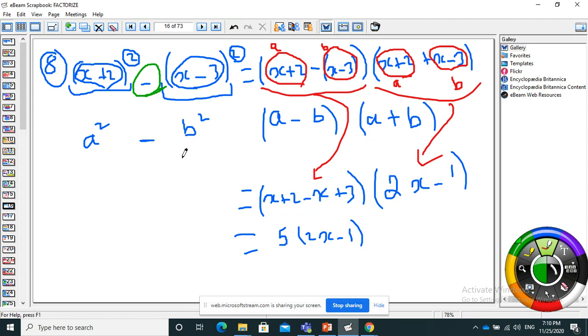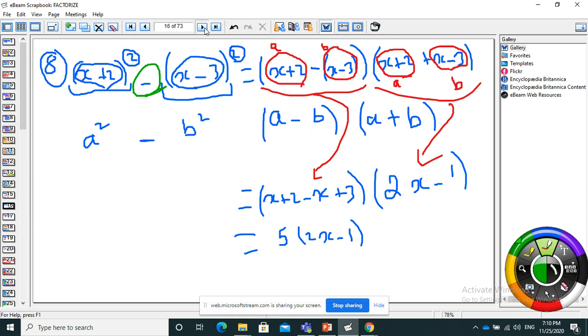Here we need to pay attention to parentheses all the time. We need to use them. So it's a minus b, a plus b. A is x plus 2, minus b, so between parentheses minus x minus 3, because I need to change the sign later. A plus b, x plus 2 plus x minus 3. So I will have x plus 2 minus x plus 3 times x plus 2 plus x minus 3. So it's 2x minus 1. I'm adding the like terms. So I have here 5 times 2x minus 1.